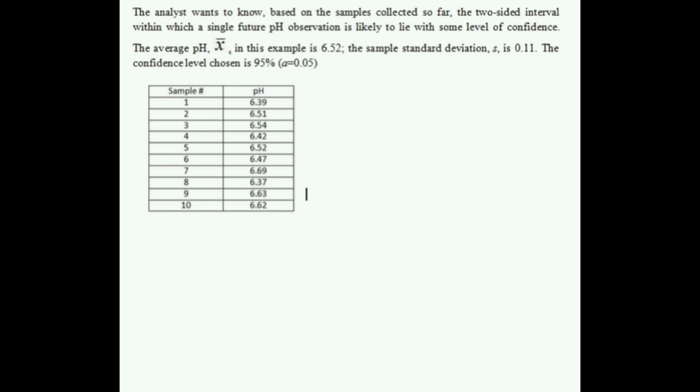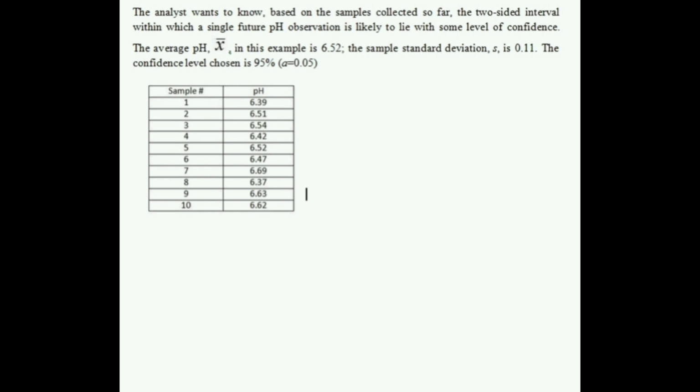The average pH, which is the mean in this example, is 6.52. The sample standard deviation S is equal to 0.11. The confidence level chosen is 95%, or alpha is equal to 0.05. We have a table of the sample, with pH levels from sample 1, which is equal to 6.39, until sample 10, which is equal to 6.62.